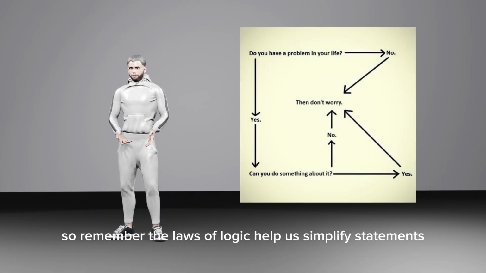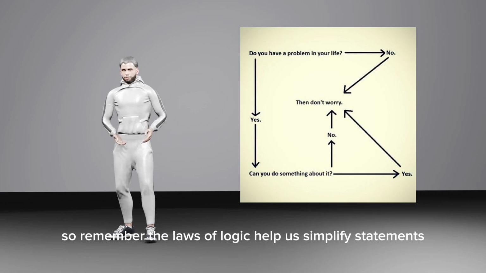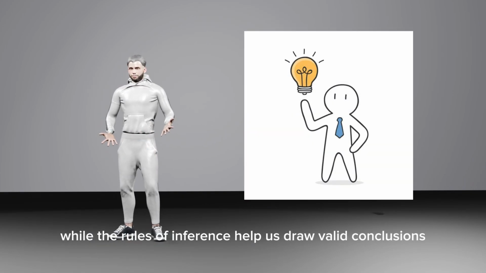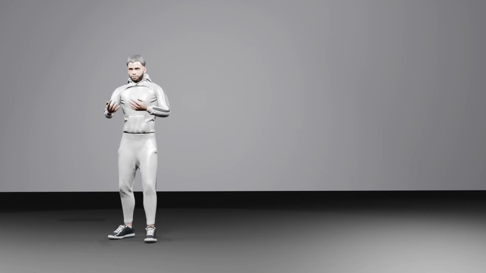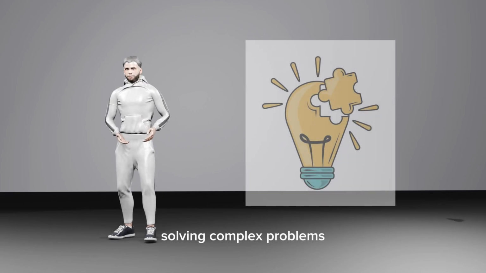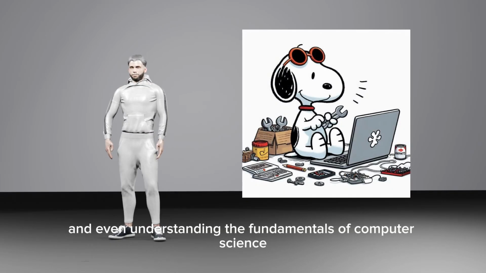So, remember. The laws of logic help us simplify statements, while the rules of inference help us draw valid conclusions from existing statements. Mastering these two things is the key to thinking critically, solving complex problems, and even understanding the fundamentals of computer science.